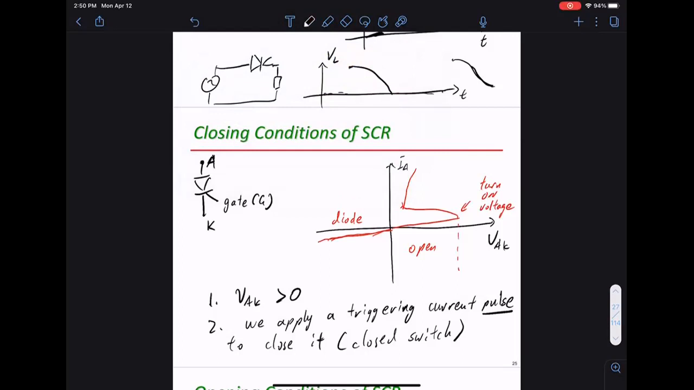Okay, so that's the operation. That's when we want to turn on. Basically, it starts acting like a diode, whereas a diode starts conducting immediately once the voltage is larger than zero. This will only conduct once we hit it with some triggering current. Any other questions about this?